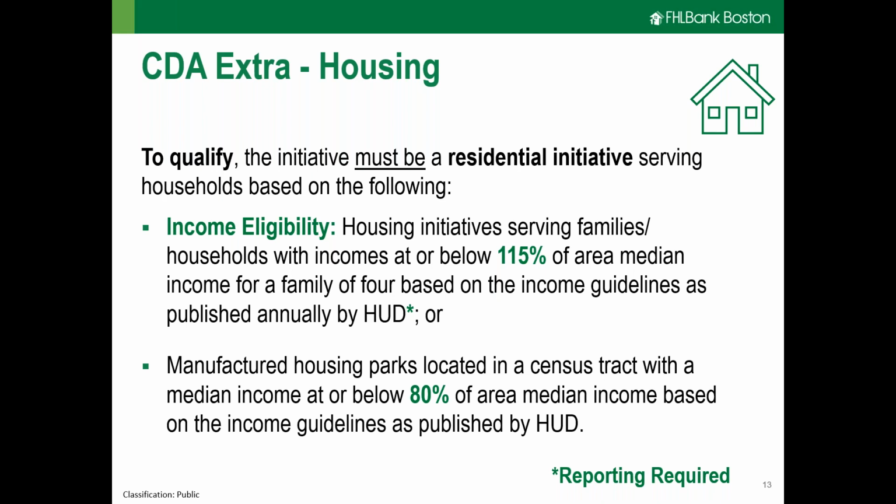As I mentioned before, CDA Extra is primarily to support housing activity. For single family owner occupied units, all of the units must be serving households with incomes at or below 115% of the area median income. So documentation that you provide with that application must indicate the household's annual income, and that income, based on the purchase property address, must document that the household income does not exceed 115% of area median income.